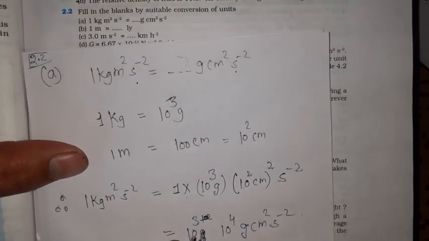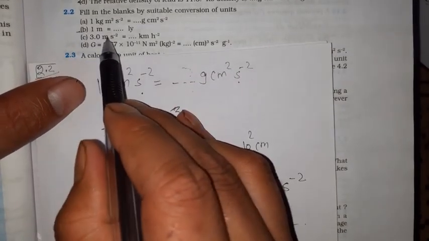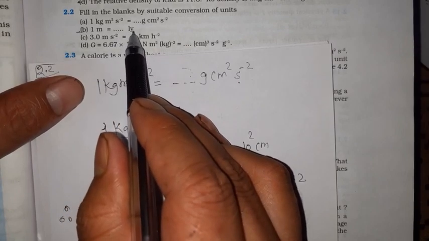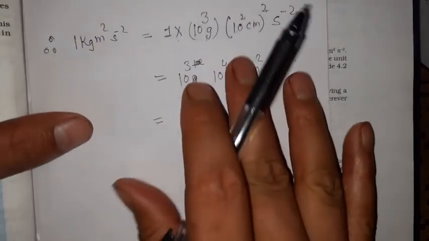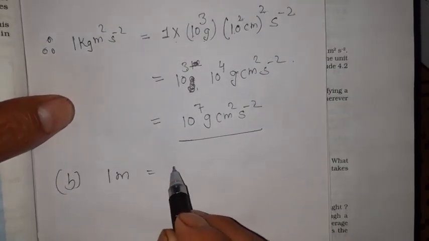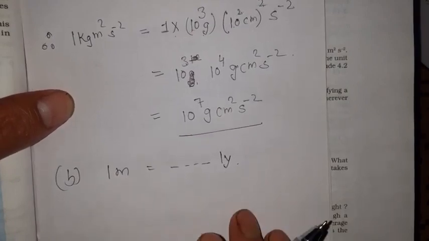Okay, now let us look over here. This is the next B part of this question. So what they are saying, 1 meter equals to how many light year? Okay, so what is this B part over there? 1 meter equals to how many light year. ठीक है, तो लाइट ईयर में न्यूमेरिकल वैल्यू क्या आएगी?